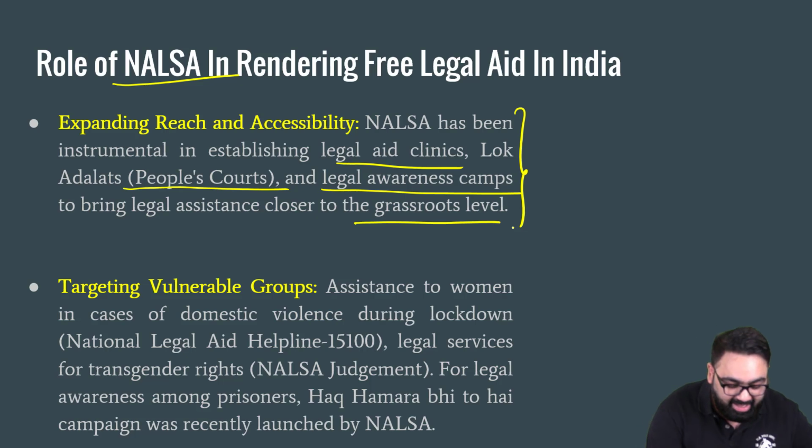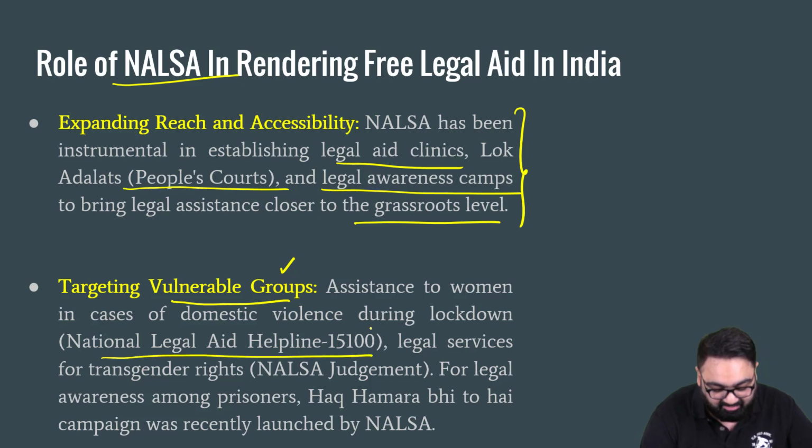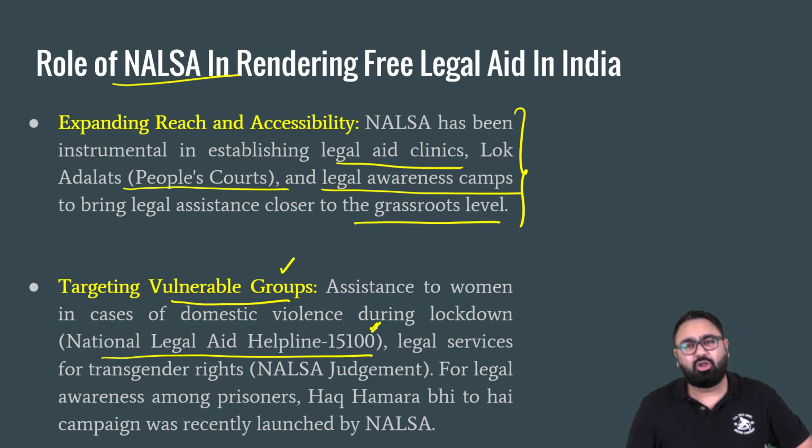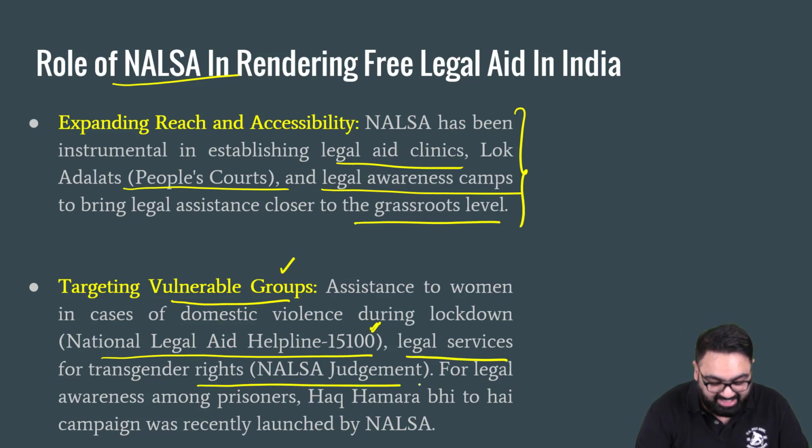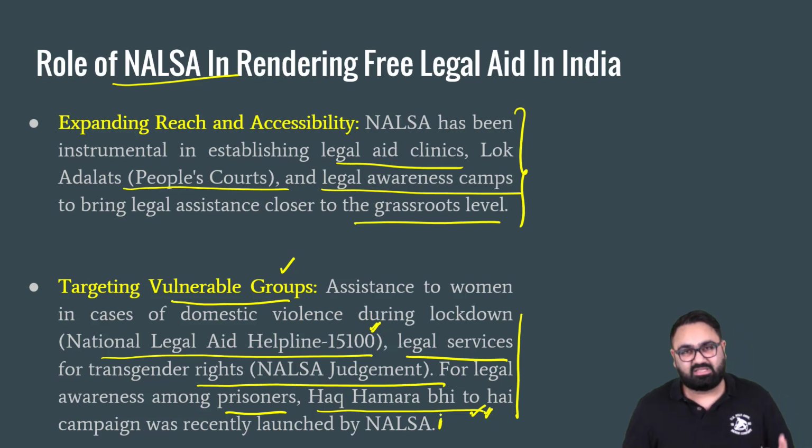They also try and help the vulnerable sections specifically. For example, they have their own helpline, that is 15100. You might not know this, but you can remember it now. They also have special services for transgender rights. They have also been trying to spread awareness amongst the prisoners. They recently launched a campaign called Haq Hamara Bhi To Hai, which was mainly for the prisoners to understand their rights as well.